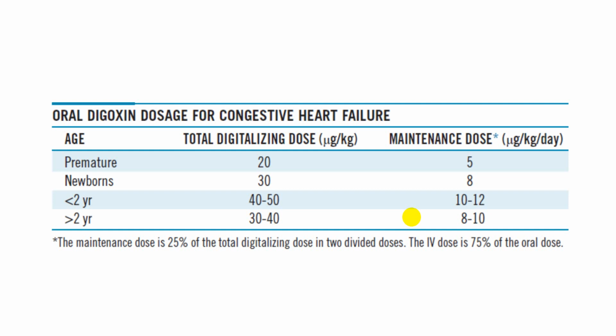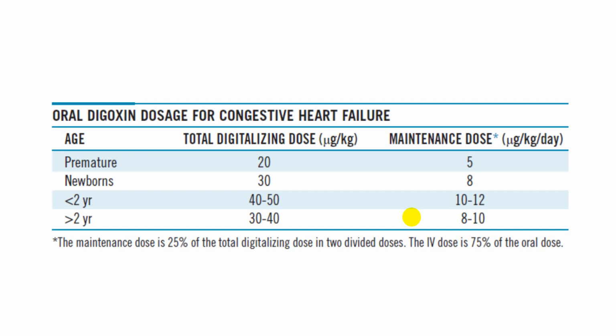To start digitalization, there is a total digitalizing dose measured according to the body weight and divided so that 50% of the dose is given at time 0, given IV. After 6 to 8 hours, up to 12 hours, give the second dose, which is 25% of the total dose, and the third dose, which is also 25% of the total dose, given after 6 to 8 hours of the second dose.